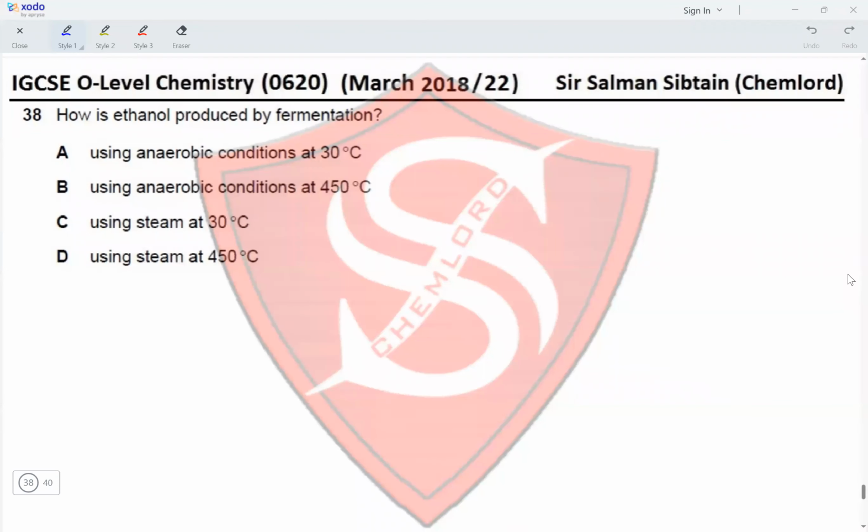Question 38. How is ethanol produced by fermentation? Using anaerobic conditions at 30 degrees Celsius? Yes, that is the requirement for fermentation of glucose to produce ethanol. Using anaerobic conditions at 450, the yeast would be dead at this temperature. Using steam at 30, this is not fermentation, this is addition to ethene. And using steam at 250, 450, same. Temperatures are incorrect in both cases. The temperature requirement would be 60 degrees Celsius for addition of steam to ethene. Therefore, the correct option for this question is option A.